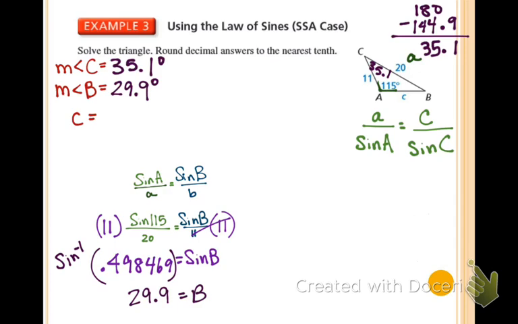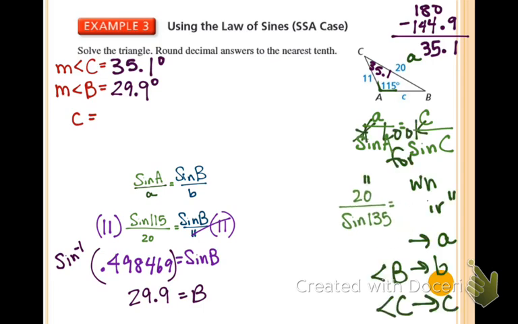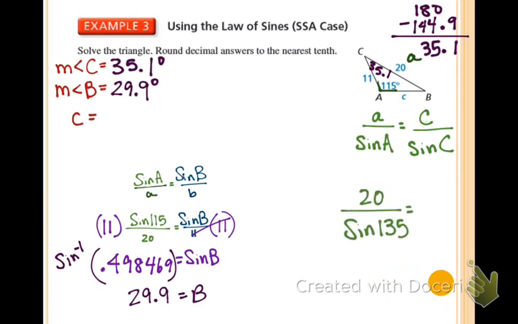All right, so what is side A? 20 over sine of angle A, which is still 135. All right, and then equals, oh gosh, cancel. Equals side C, which we don't know, so we call it C, over sine, and what is angle C? What do we find it to be? 35.1.